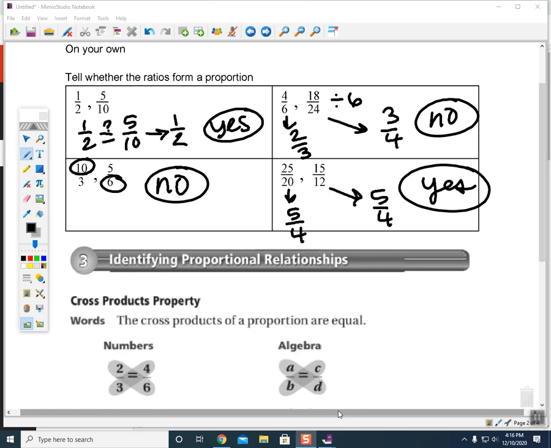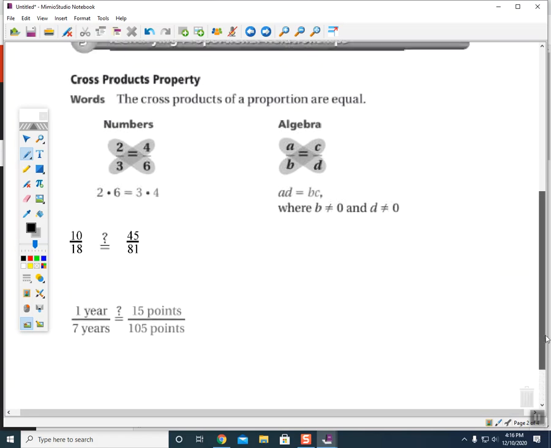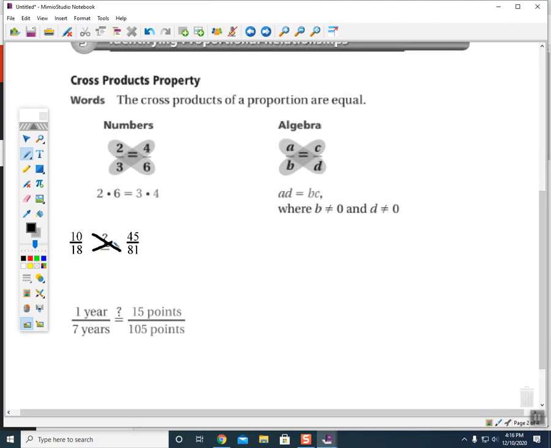Okay? So then we're going to talk a little bit more about cross products. Cross products are super helpful when we're talking about proportions. So let's go ahead and look at this first one. So cross products say that I would take 10 times 81, and if they form a proportion, that's going to be equal to 18 times 45.